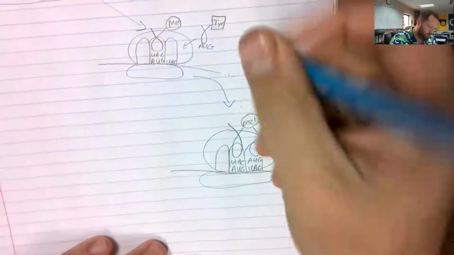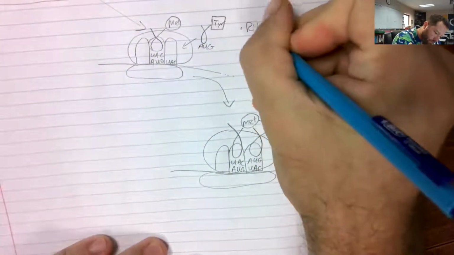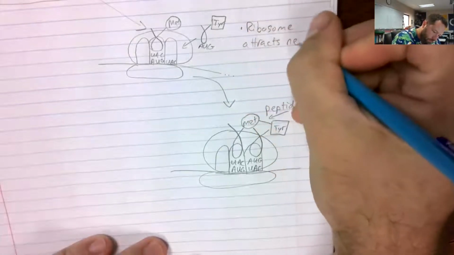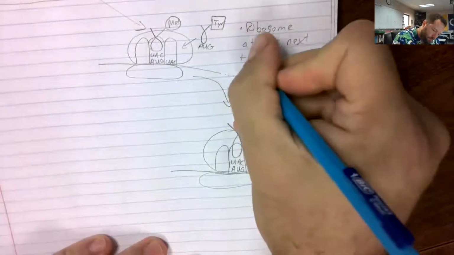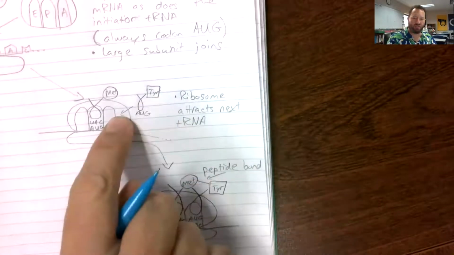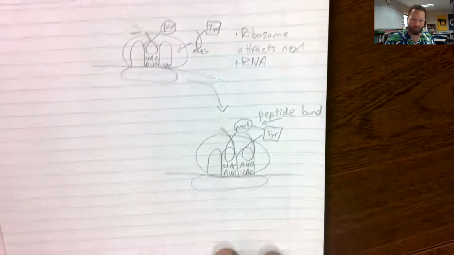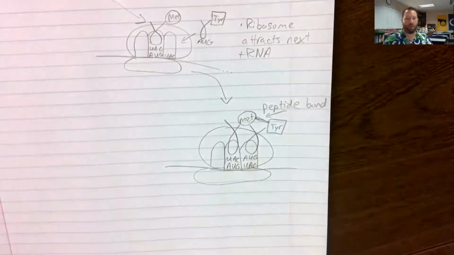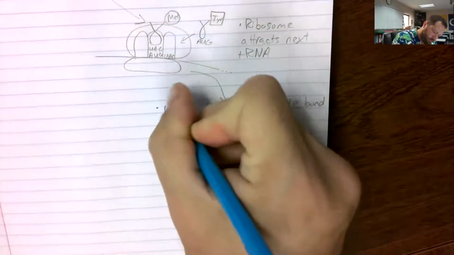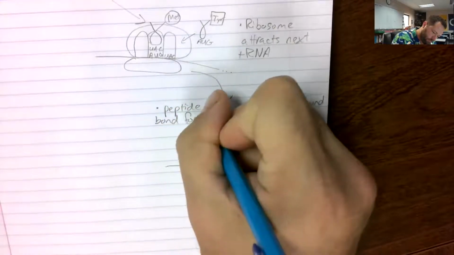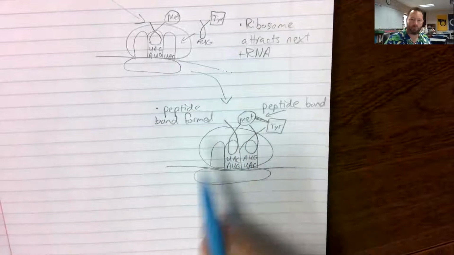So the first step up here, the ribosome attracts the next tRNA, calling them over. The second step, now that he's in there, is going to go ahead and form this peptide bond. So our peptide bond gets formed.